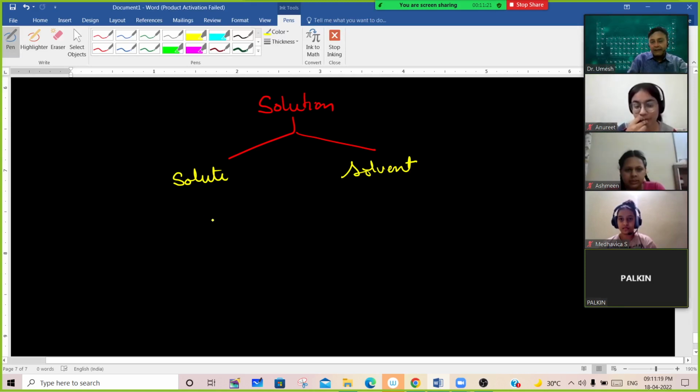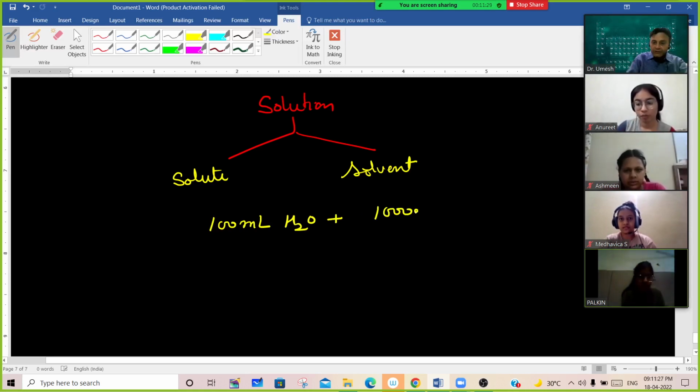Suppose I say I have 100 milliliter water and 1000 grams of sugar. Which is the solvent here?